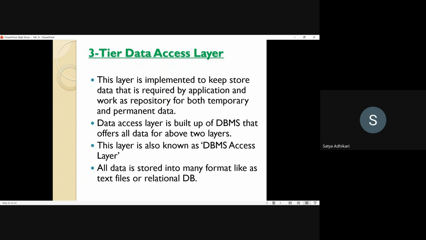All data is stored in many formats like a text file or relational database. So any related data or any format it can store. As data is stored here, this layer is built of some DBMS that offers all data for the above two layers, which provide the data to the above two layers. So it is enabled with any DBMS package.